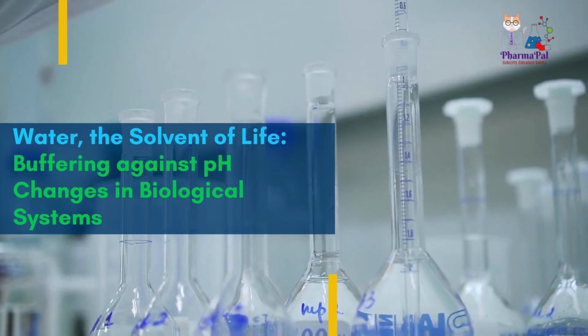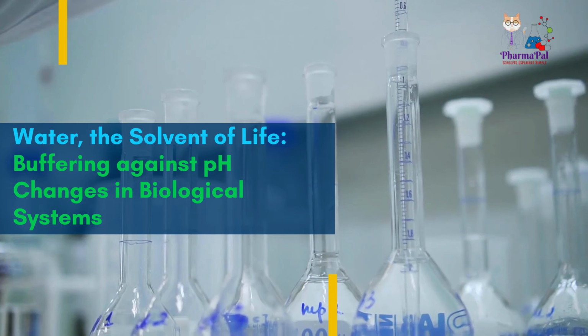Now, let's talk about weak acids and bases. These are molecules that partially ionize in aqueous solutions, releasing hydrogen ions, H+, or hydroxide ions, OH-, to a limited extent. A classic example of a weak acid is acetic acid, found in vinegar, and its conjugate base, acetate.